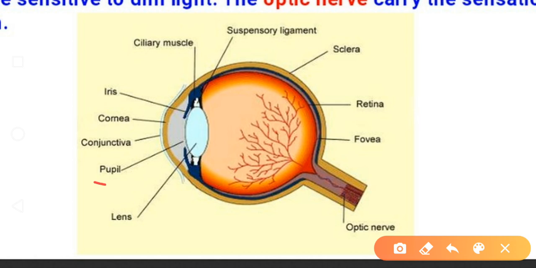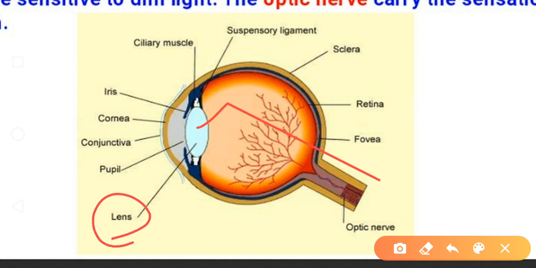Next is the pupil. You can see here the grey material. This is the pupil. A small opening in the iris is known as the pupil. Its size is controlled with the help of the iris, and it controls the amount of light that enters the eye. With the help of the pupil only we can control how much light is entering our eye. Clear?